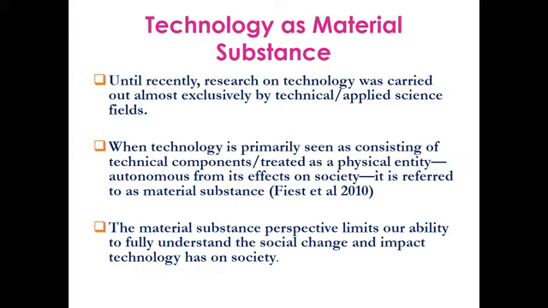That is according to Fiest et al. Whenever you see et al, it means Fiest and others. Maybe there are more than 3 or 4 authors. So according to them, technology is seen as a material substance. That's how it began. They just saw it as technical components, just some tool that is not associated with society, just a tool standing on its own. Its definition did not include the effects of society or vice versa. The material substance perspective limits our ability to fully understand the social change and impact technology has on society, obviously.